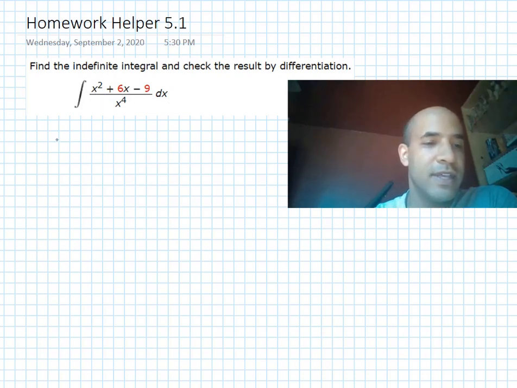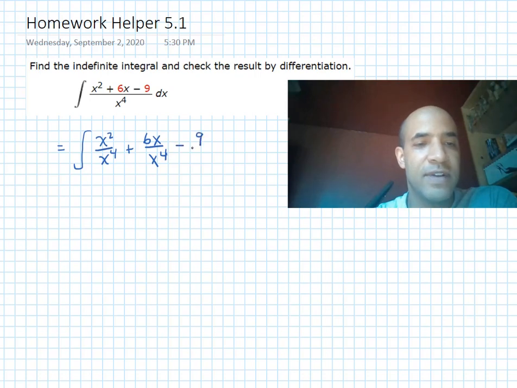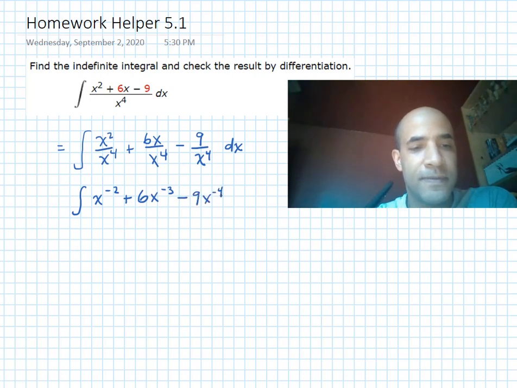In other words, this integral is definitely equal to the integral of x squared over x to the fourth plus 6x over x to the fourth minus 9 over x to the fourth, dx, right? So then you can simplify this. You can say that this is x to the negative 2 plus 6x to the negative 3 minus 9x to the negative 4 dx.